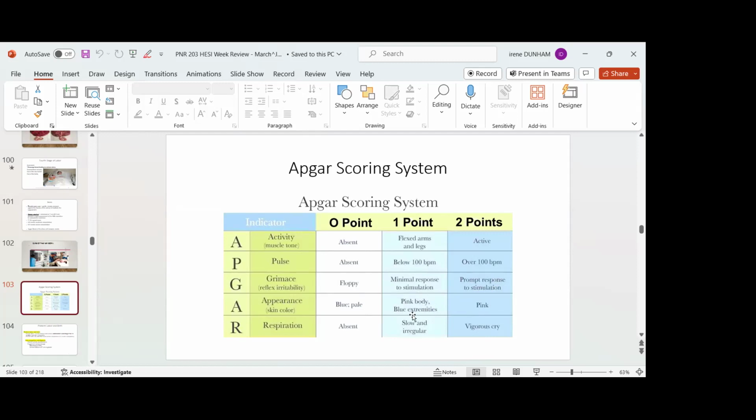Acrocyanosis. Good. Now, he gets a point, okay? Because my goodness, give me credit for my pink body. But he doesn't get completely all the points because he's not completely pink. Okay. And then respirations. Am I breathing okay?